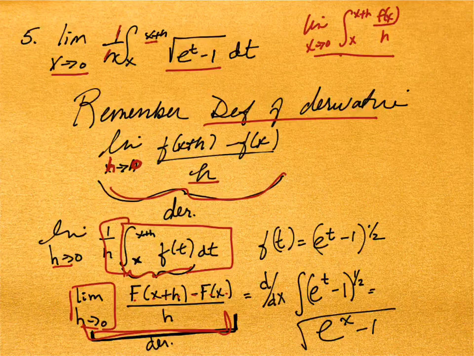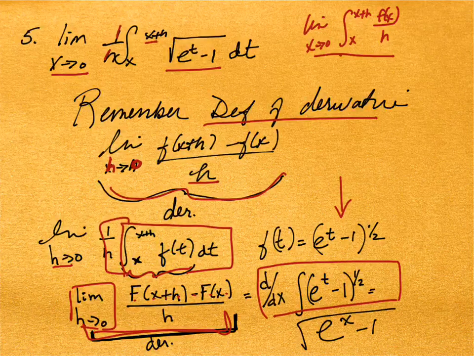And so your function was e to the t minus 1 to the 1/2. So you would make that the derivative of the integral of e to the t minus 1/2. So you just get, it's another way to do the fundamental theorem of calculus. You just get what you had with the x put in instead of the t. I rewrote it as a square root, I guess. I don't know if it was rewritten. How did it show up? Yeah, it started as a square root.